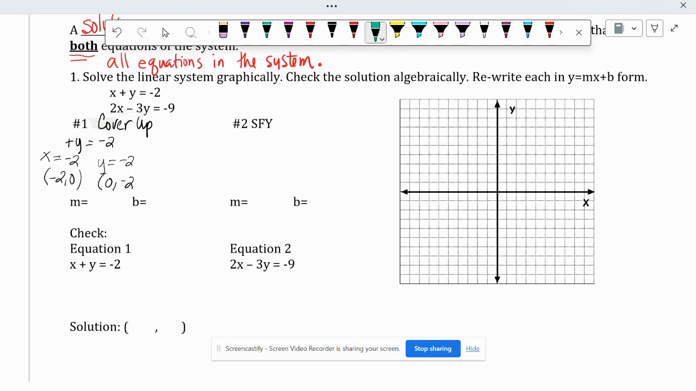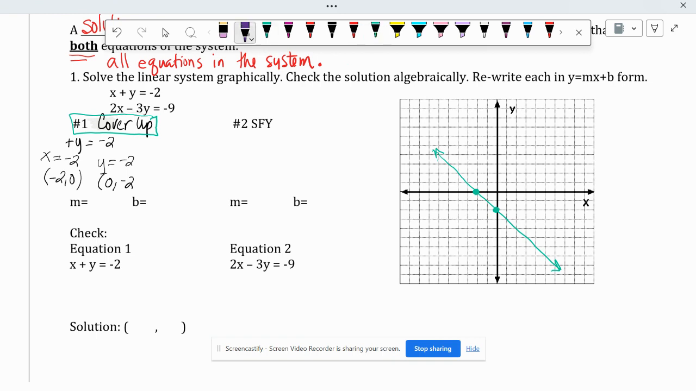And I'm going to go ahead and graph those just so you can see them. I'm going to graph this first equation on my graph to the right in green. So I'm going to go to -2 on my x-axis, and I'm going to go to -2 on my y-axis, and those are my two ordered pairs. And I am going to connect the points. Nice straight line. All right, so this is the equation x plus y equals -2.